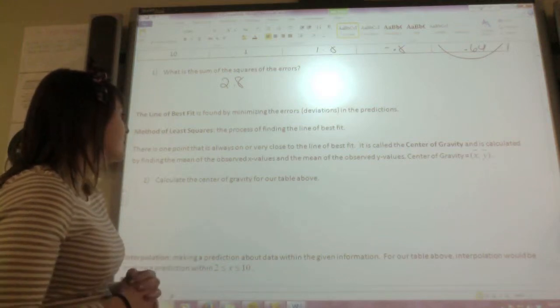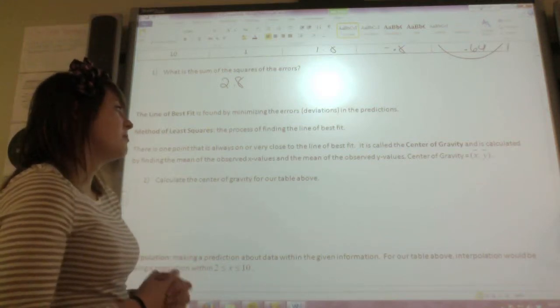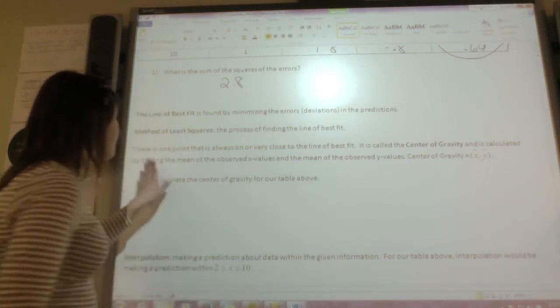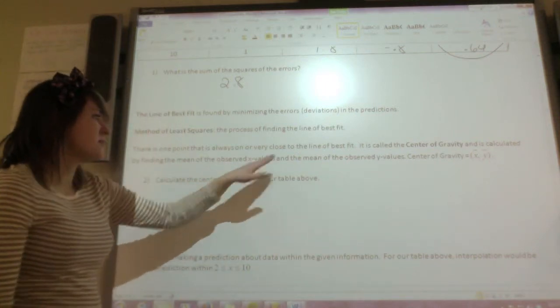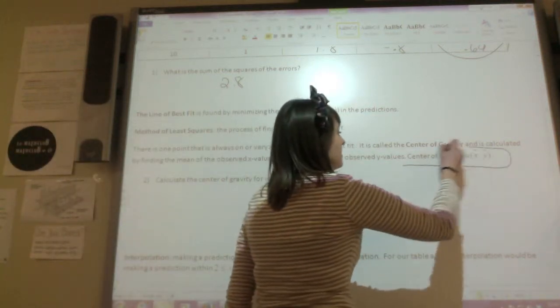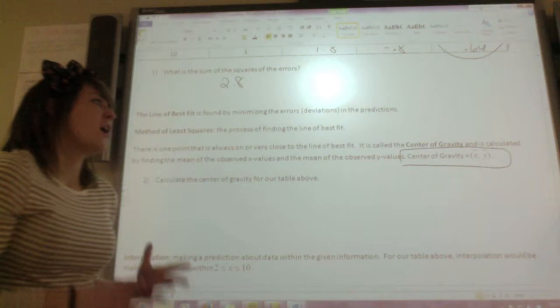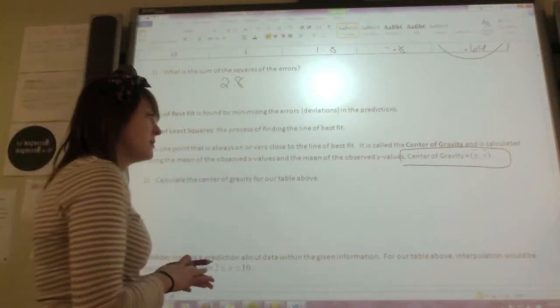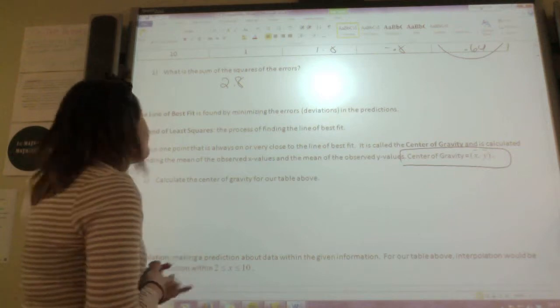There is one point that is always on or very close to the line of best fit, and it's called the center of gravity. It's calculated by finding the mean of the observed x values and the mean of the observed y values. In other words, our center of gravity is the mean of our x's, comma, the mean of our y's, or x bar, comma, y bar.